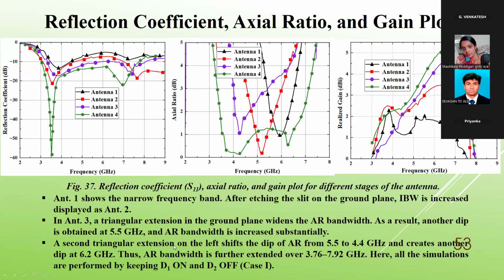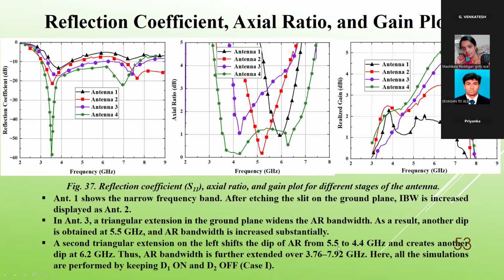So next is reflection coefficient, axial ratio, and gain, again based on the switching condition. Antenna 1 shows a narrow frequency band, and after etching a slit on the ground, impedance bandwidth is increased, displayed in antenna 2. Antenna 3 has a triangular extension, the ground plane widens, so axial ratio bandwidth enhances.